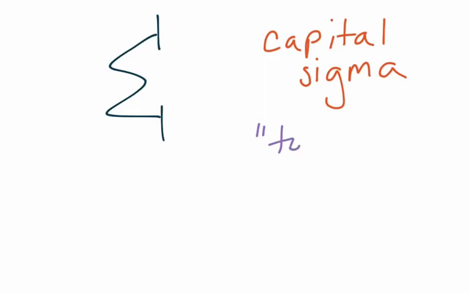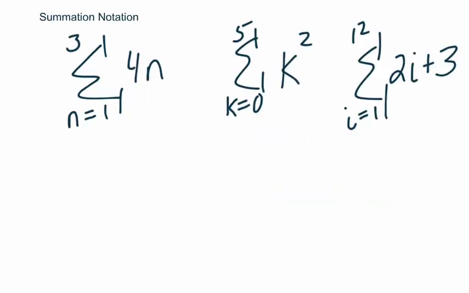It means to sum, and of course, sum means add up. So when you see that symbol, it's a way of writing usually repeated addition. If you have a bunch of numbers that you need to add up, but you don't want to keep writing plus over and over and over again, you can use this symbol as a shorthand for adding things up.